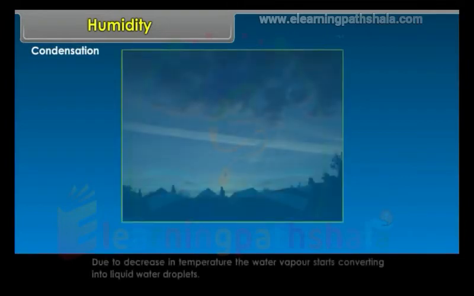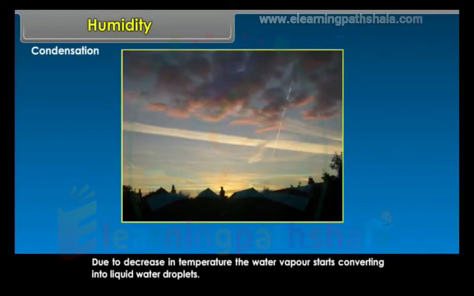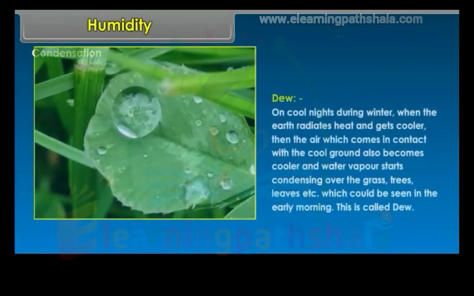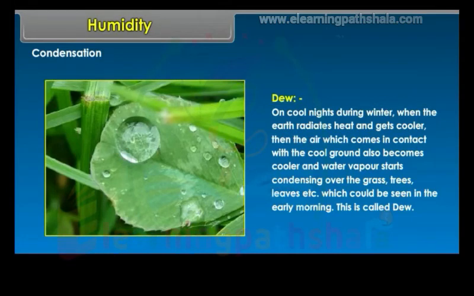Condensation. Due to decrease in temperature, the water vapor starts converting into liquid water droplets. This process is called condensation. Condensation has various forms. Dew. On cool nights during winter, when the earth radiates heat and gets cooler, then the air which comes in contact with the cool ground also becomes cooler and water vapor starts condensing over the grass, trees, leaves, etc., which could be seen in the early morning. This is called dew.